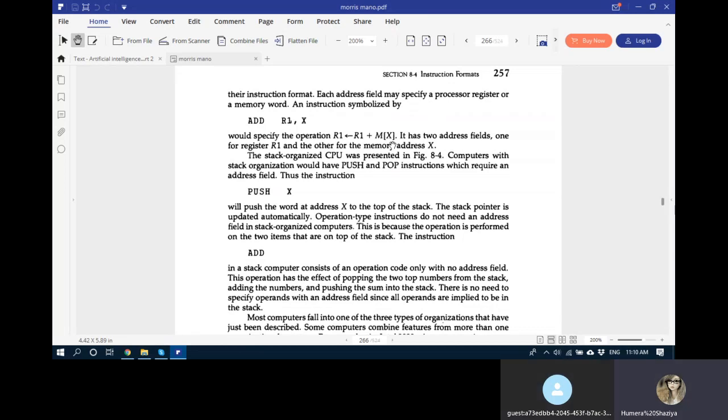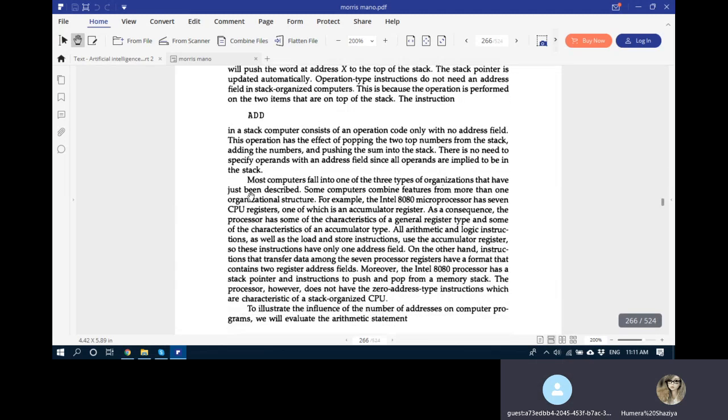Then stack organization means here you perform all the operations on the stack. Push X means you are pushing the element into the stack. Actually, here X is the address. If we give the address, we retrieve the element at that address and insert it in the stack. Add means it will perform a double pop.